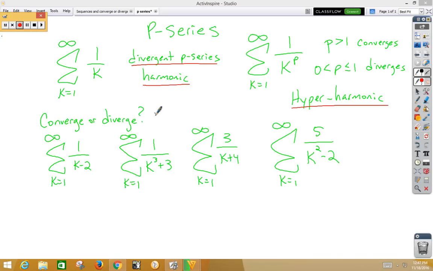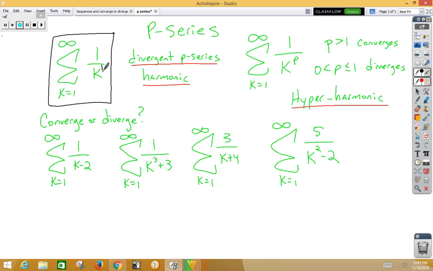Now, the divergent P-series is when you're in the form of 1 over k. Notice 1 over k is k to the first power, and that's the key. If k is to the first power, then that's called the divergent P-series or the harmonic series, and it automatically diverges no matter what.